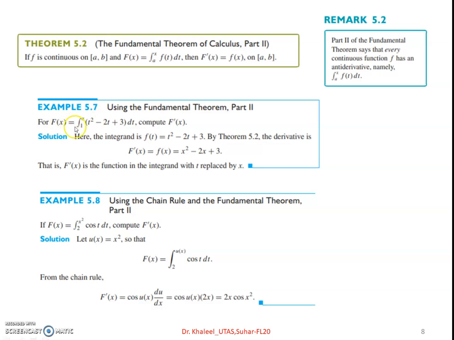An example for that: for capital F(x), that is the integral from 1 to x of t squared minus 2t plus 3 dt, compute F prime of x. So what are you going to take? You take the integrand, that is f(t) equal to this. Then by this theorem, just replace t by x, that is F prime of x, that is f(x), is x squared minus 2x plus 3.